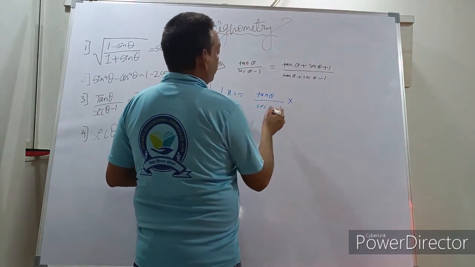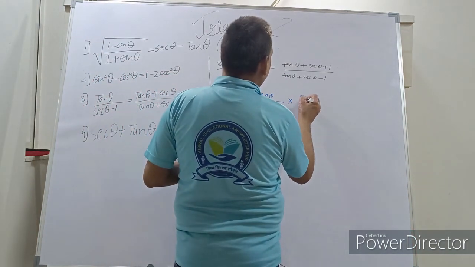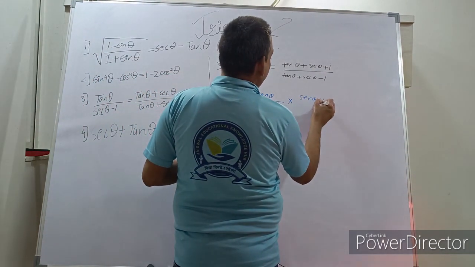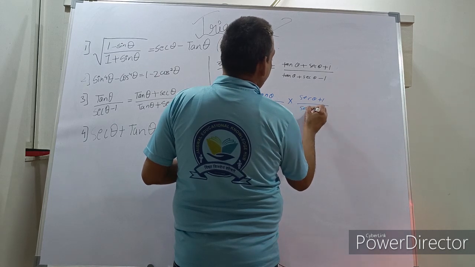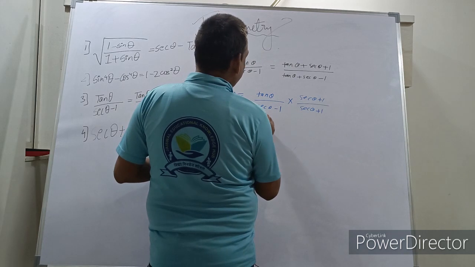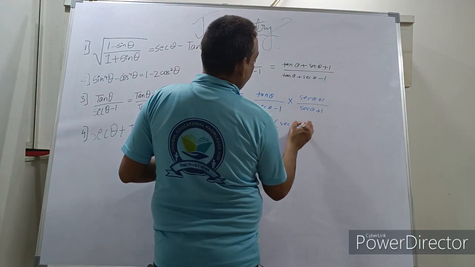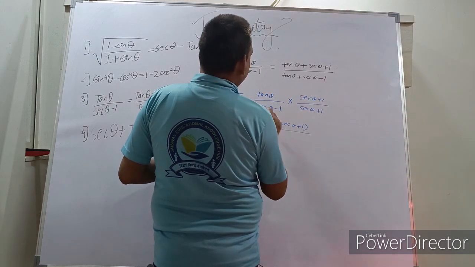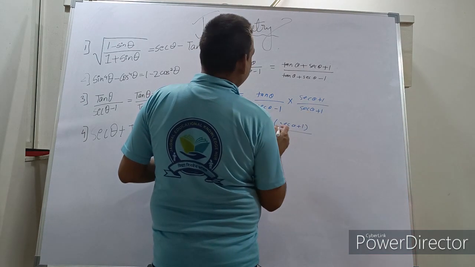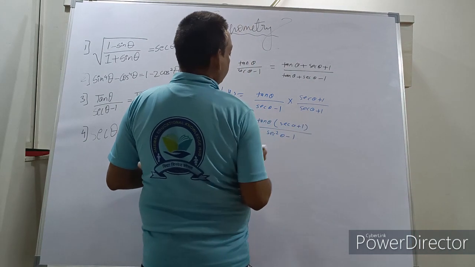As we say, whenever the denominator is given, we always have to take the conjugate. So if we take the conjugate here, that is sec theta plus 1 upon sec theta plus 1. So that will be nothing but tan theta, sec theta plus 1 upon sec theta minus 1 times sec theta plus 1, that gives you sec square theta minus 1 square, which is 1 only.